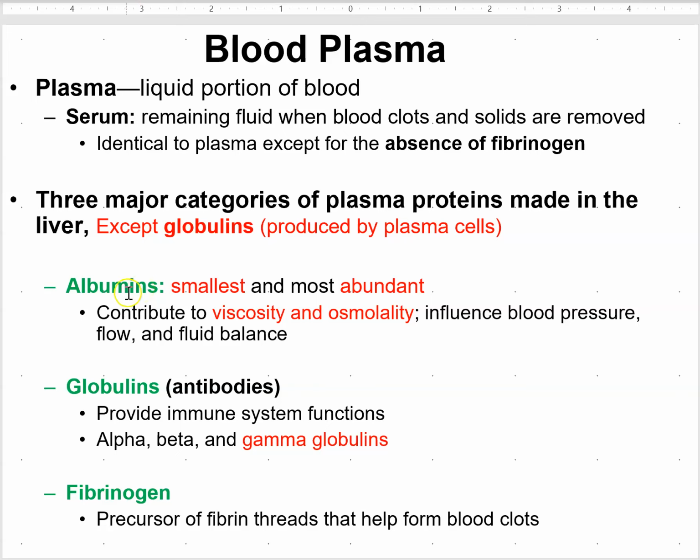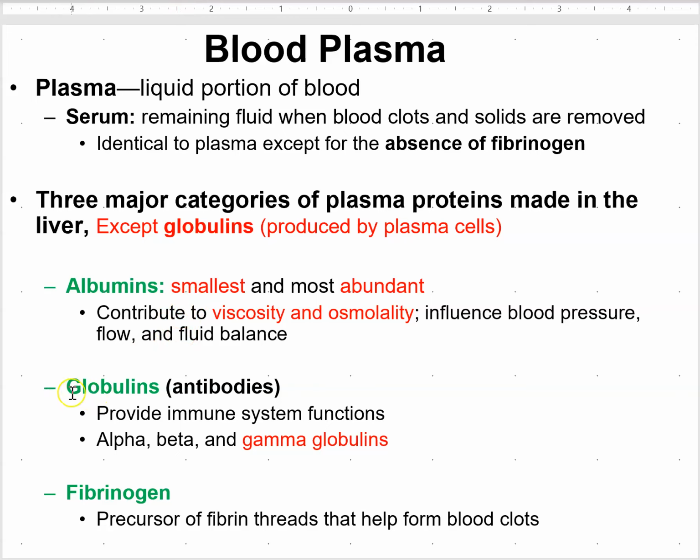So that's albumin. And then these albumin proteins are made in the liver mainly. They help in maintaining the blood pressure because they maintain the thickness of blood, thereby maintaining the flow of blood.